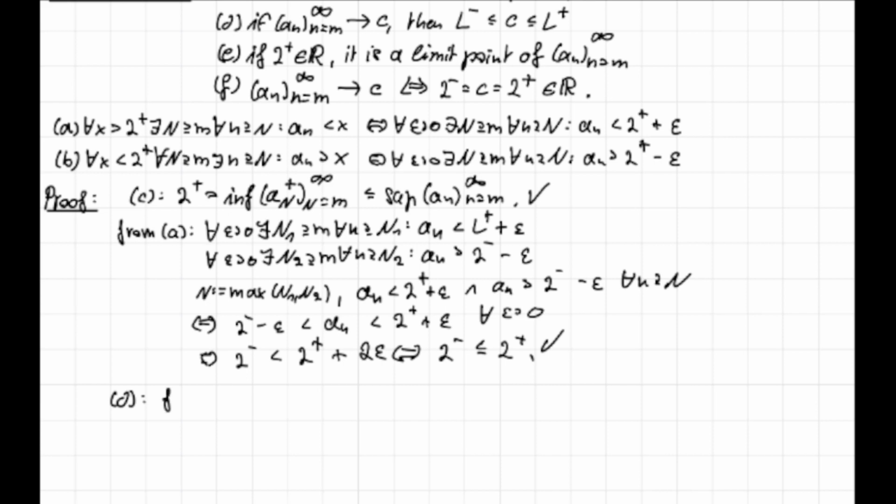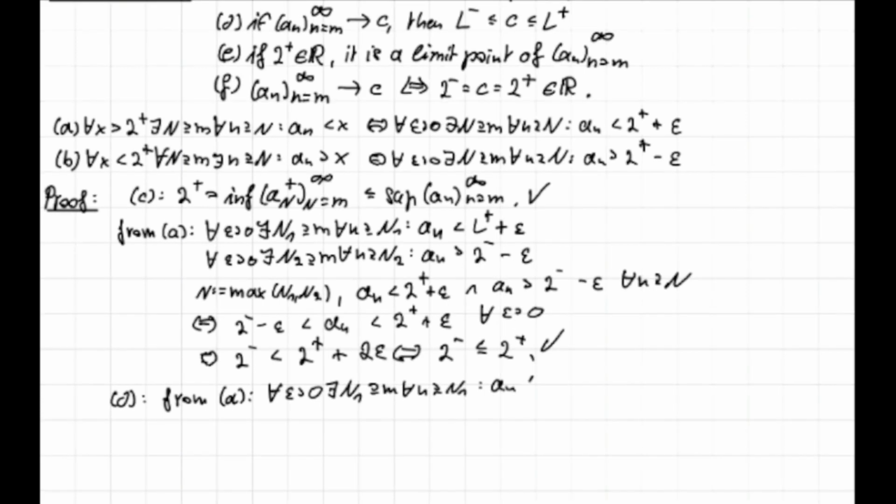Okay. So at first we know from A that for all epsilon greater than 0 there exists n1 greater than m, such that for all n greater than n1, a_n is smaller than L plus epsilon.